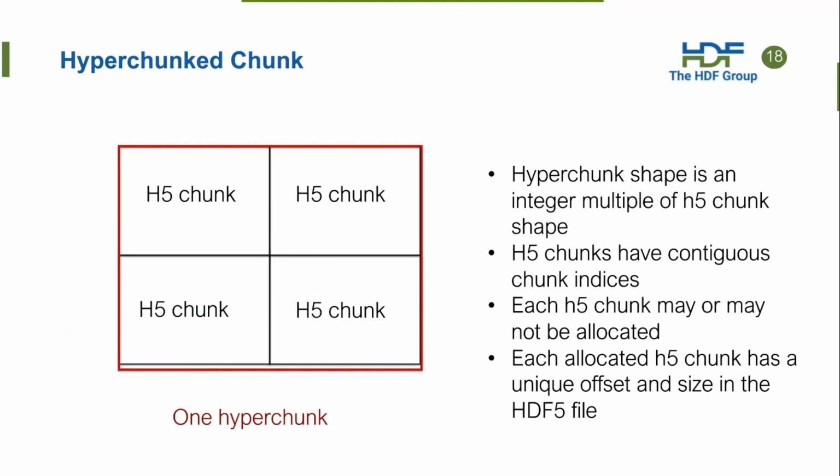So it would look like this. You may say, take 2 by 2 H5 chunks and create one hyperchunk. And each of these H5 chunks will be contiguous in the sense of their chunk indices, maybe not actually contiguous within the file itself. And each H5 chunk has a unique offset and size, so that HSDS can reach in and do a range request to pull out that chunk without actually going through the HDF5 library.